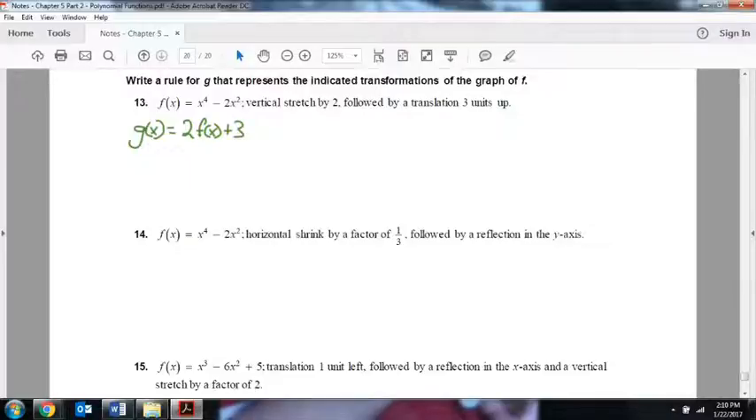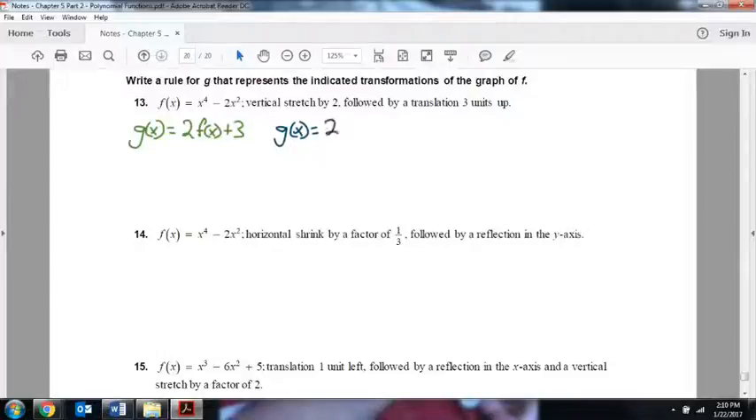So it's f of x plus 3. There's nothing on the inside because there's nothing horizontal. I'm not adding or subtracting anything from the x values, nothing left or right, nothing horizontal. So for the new function g of x, I simply take my f of x, multiply by 2, and add 3.